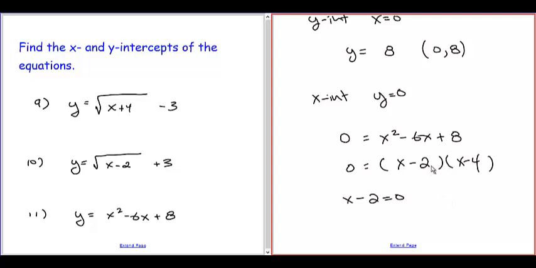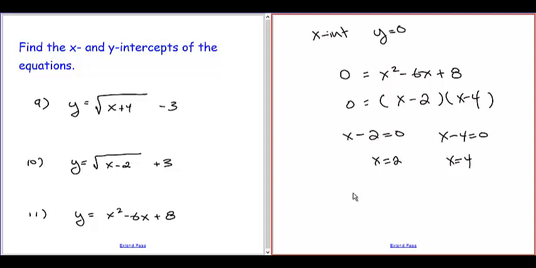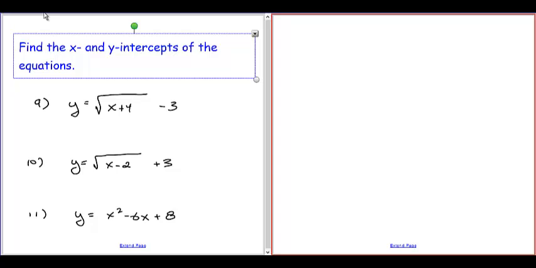If you have a product of 2 numbers, one has to be 0 or the other has to be 0. Theoretically, they could both be 0. So we set this factor equal to 0, solve for x, so we get x equals 2 here and x equals 4 there. So those are our 2 x-intercepts, and we can represent that as a coordinate pair: (2, 0) and (4, 0). So that's the problem.